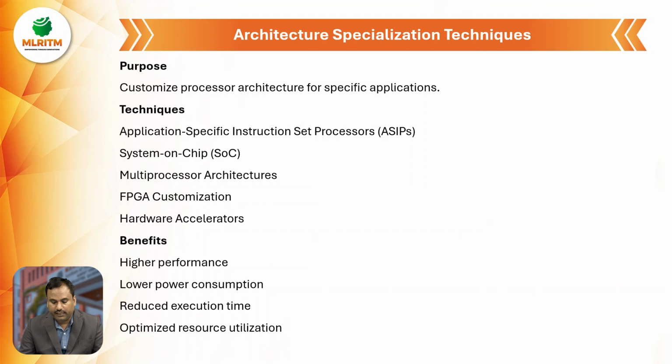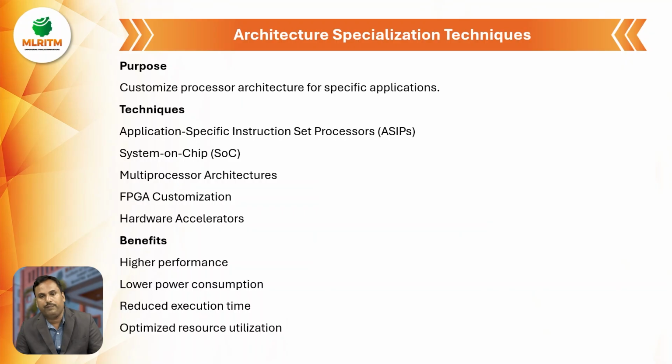Now the architecture specialization techniques. What are the architecture specialization techniques that we are seeing now? The purpose is to customize the processor architecture for specific applications. Based on the specific application requirements, we can customize the architecture also. There are several techniques for these modifications and customizations. Application specific instruction set processors, ASIPs, are one of the techniques. System on chip is a technique for this customization of processor architectures. Then multiprocessor architectures, FPGA customization, and hardware accelerators.